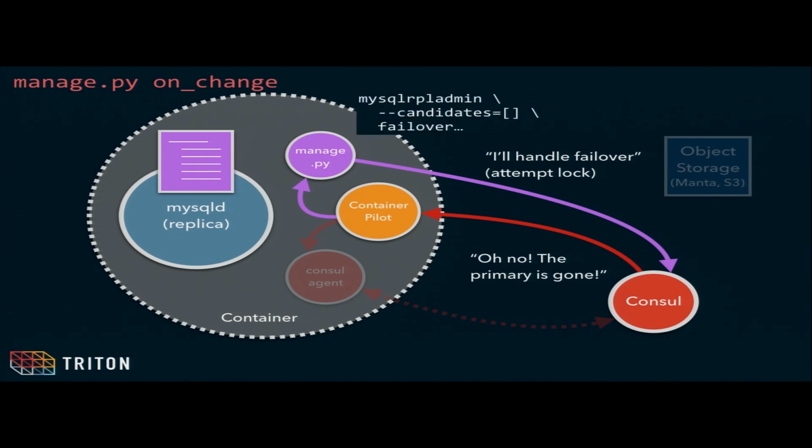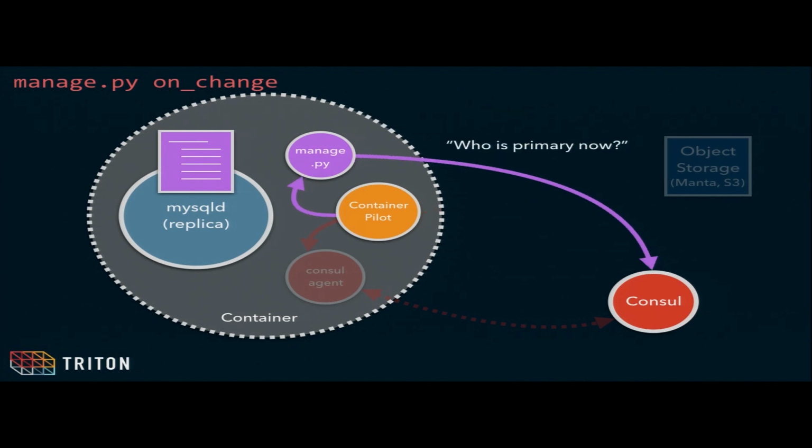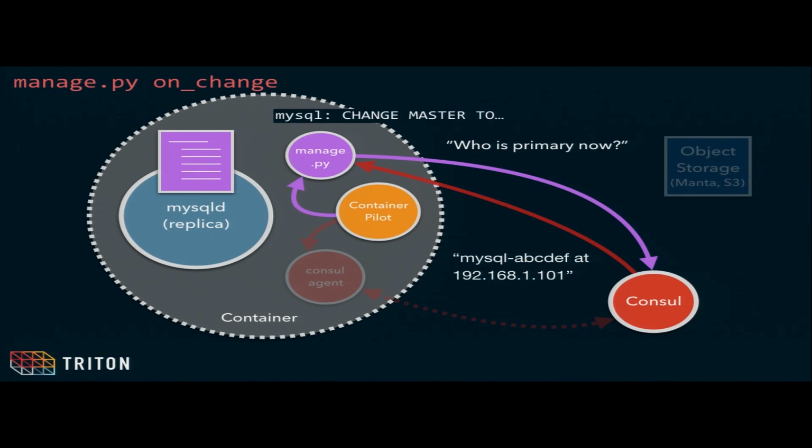So instead, what we're using is an Oracle tool called MySQL Replication Admin, and what it does is exactly what you should be doing in this case. It's going to run around all the instances and say stop replicating. Figure out who has the highest transaction ID, make sure that all the transactions appear in all the instances, and then say, you're the master now, primary, right? So once that is done, we'll ask who's the primary now, and Consul will have that answer. And we'll change master to whatever that is, right?